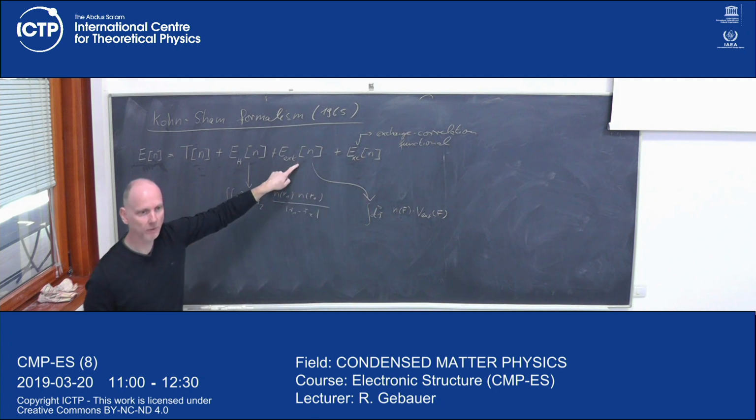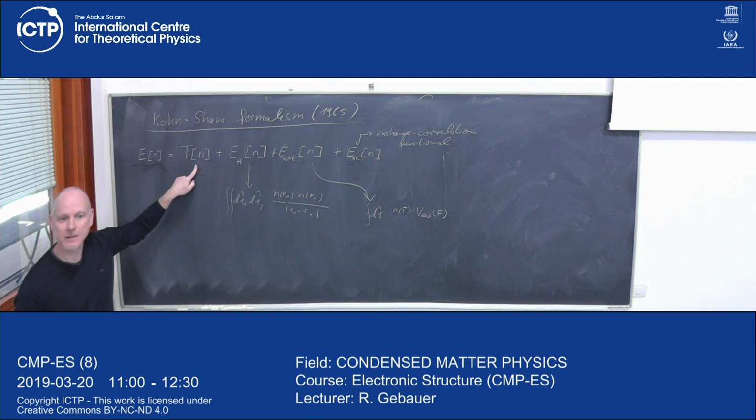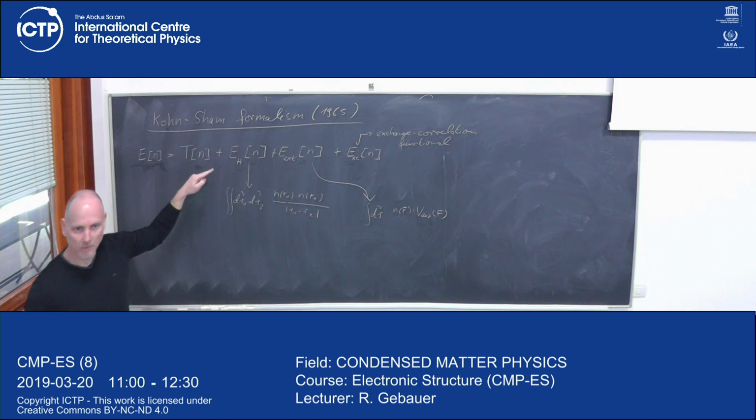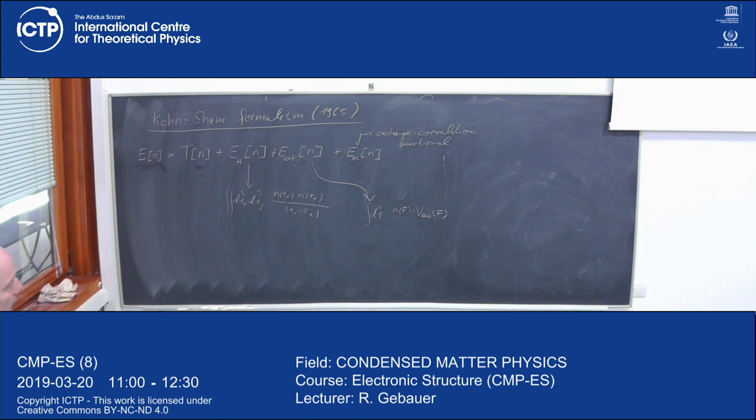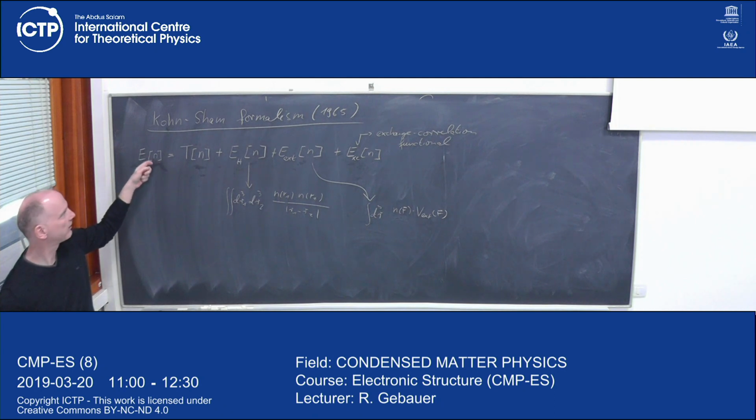This here we know exactly what it is. This we know exactly what it is. I've already written it down. And this is the second of our problems. Okay. So we now have, at least pro forma, written down a functional of the density, which gives us the DFT ground state energy for a given density.